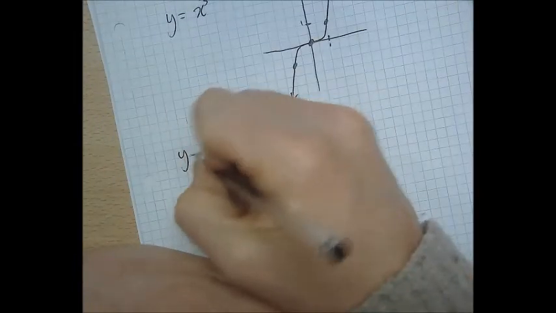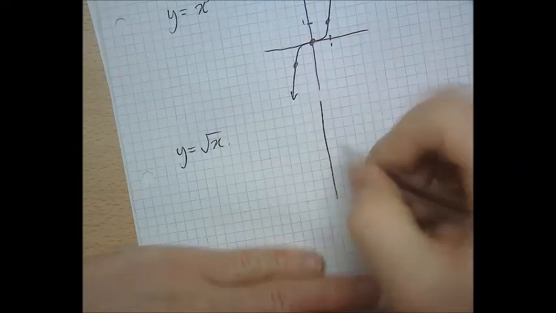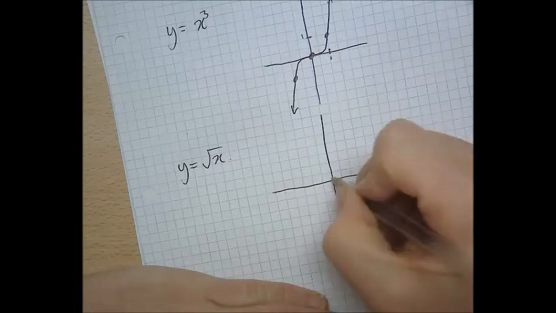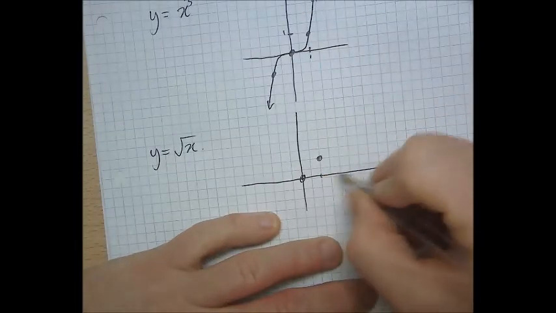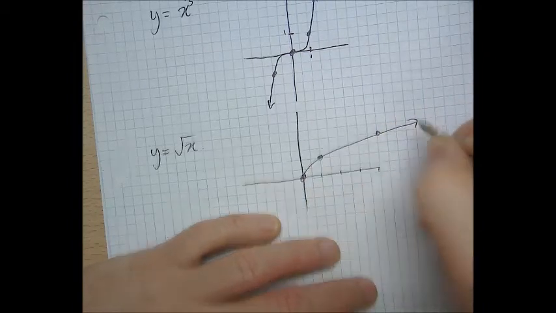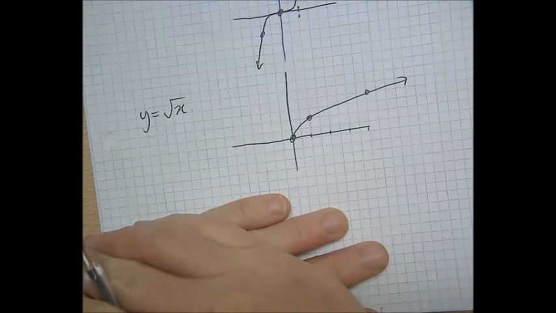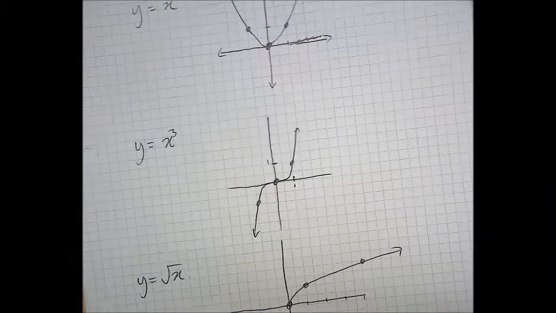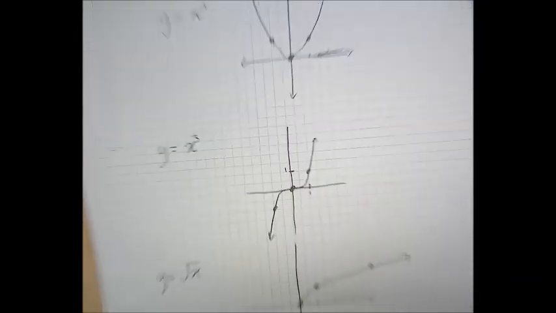Just one final example is y equals root x. That goes through 0, 0, 1, 1, and 4, 2. And it does not go in both directions, it just suddenly leaps out from 0, 0. So that's what I mean by instant graphing. Those are graphs that you should be able to draw more or less instantly.